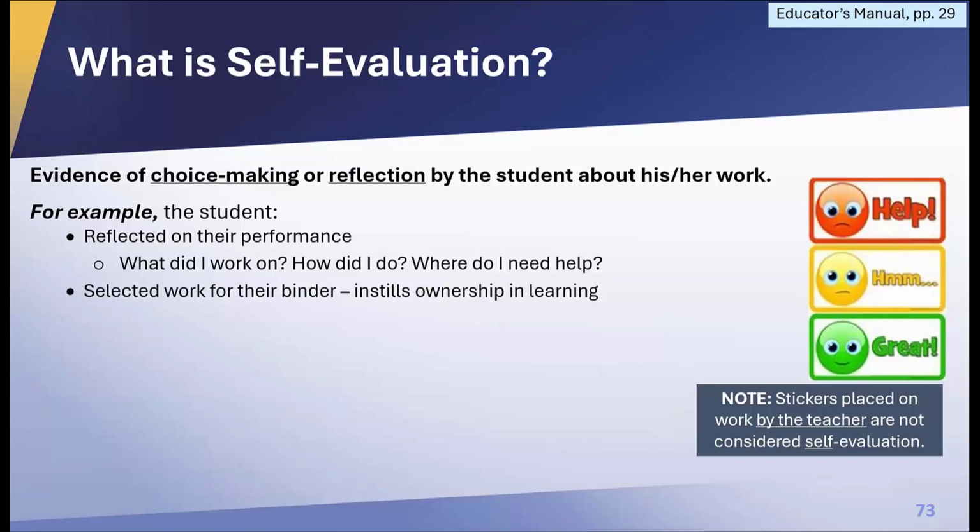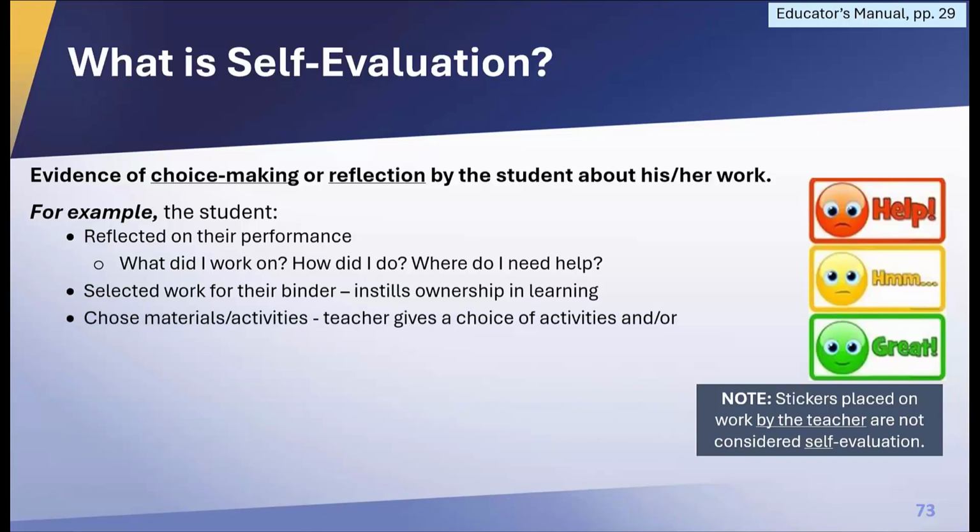You can have the students select the work for their binder, so that we've already talked about at the beginning, having them draw a picture or talk about who they were. It's invested in this learning. So you pick a few pieces of work that you would want to put in the binder, and then you let them make that choice. And that's a self-evaluation.